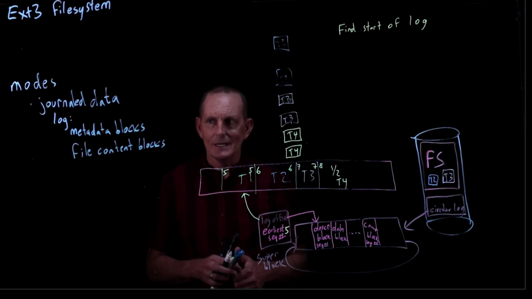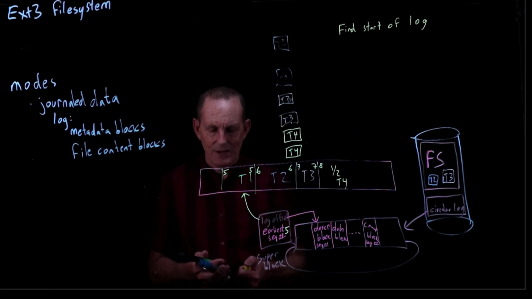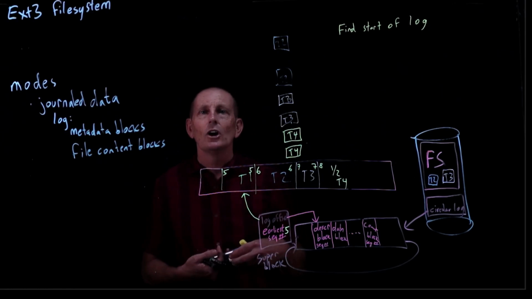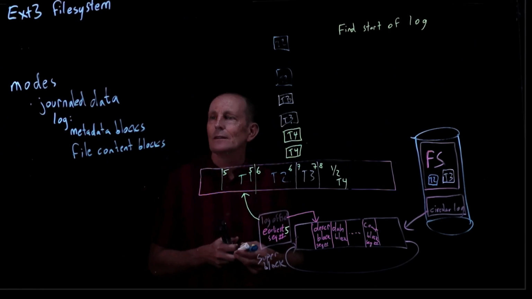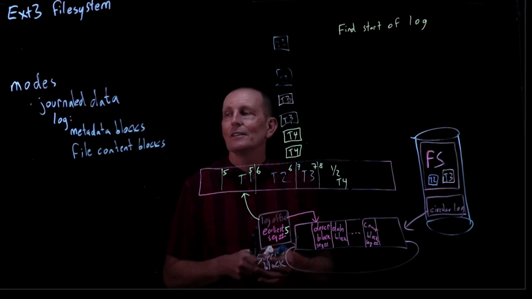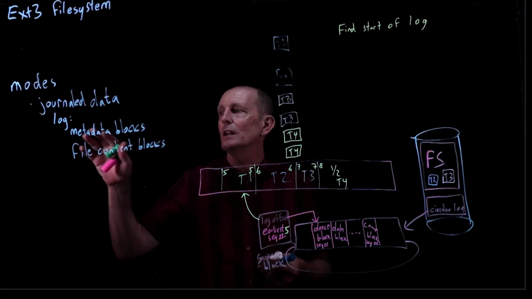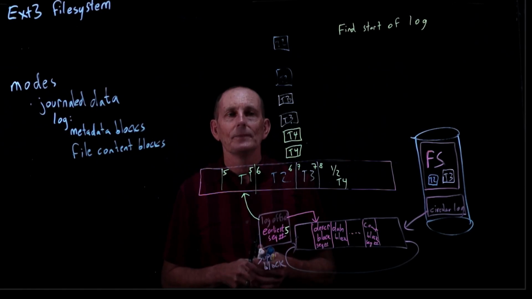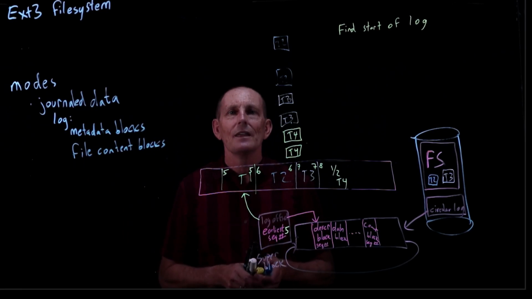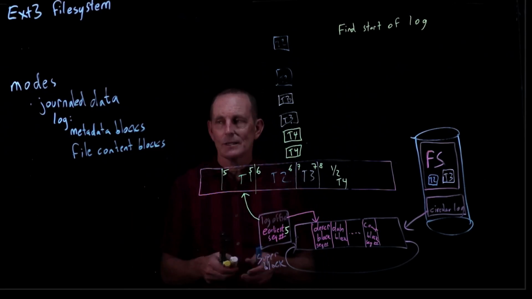One thing about this is that it is not very fast. And the reason it's not very fast is we are writing not only the metadata blocks to the journal, but every file content block. There's a lot more file content that's written than metadata. Right? This can be very large. And so is there some way that we could optimize by not writing the file content blocks?